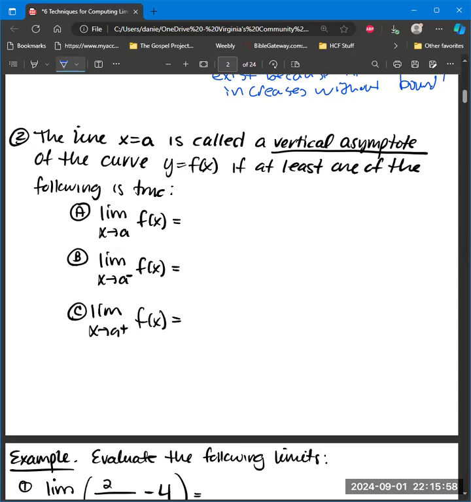Limit as x approaches a of f of x equals plus or minus infinity, or limit as x approaches a from the left of f of x equals plus or minus infinity, or limit as x approaches a from the right of f of x equals plus or minus infinity. So any of these things will cause a vertical asymptote in the graph.